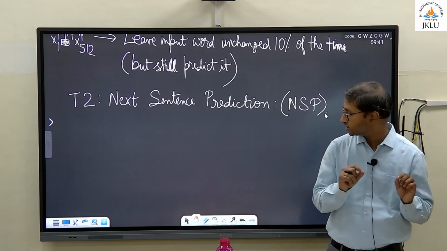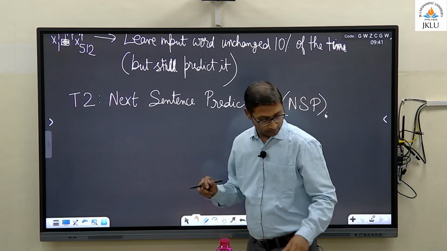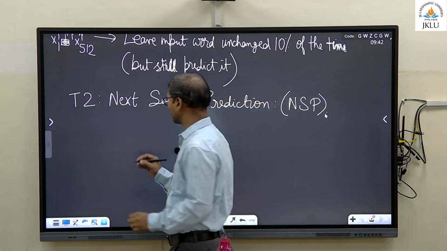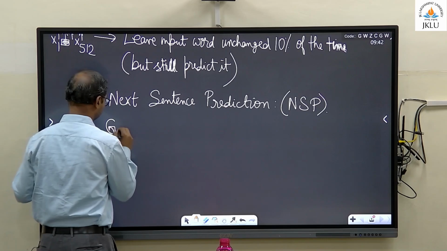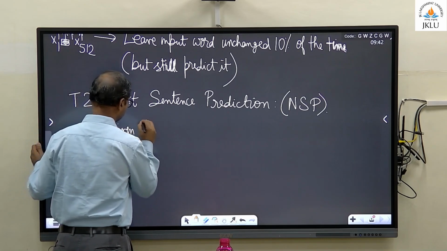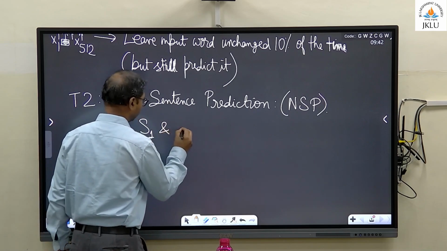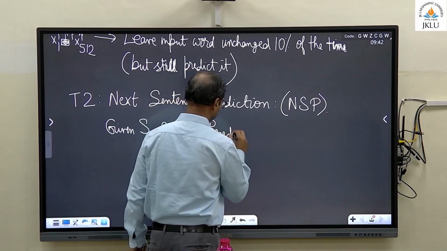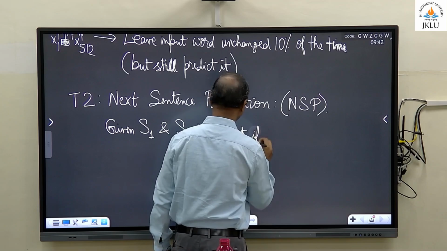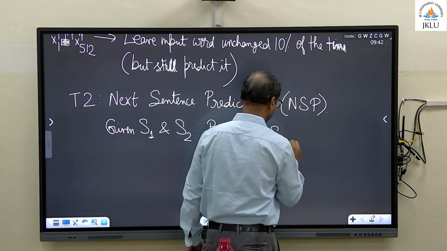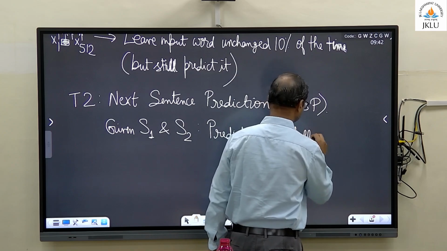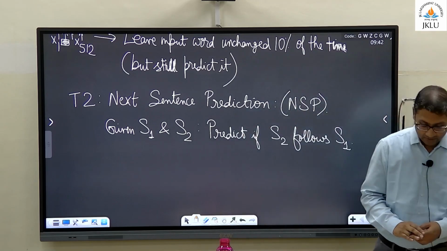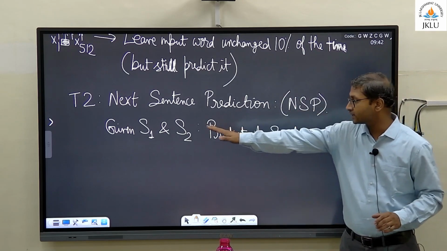The question is, you are given sentence 1, as simple as this. Given sentence 1 and sentence 2, predict if S2 follows S1. So you are supposed to predict just this. Given two sentences, S1 and S2.